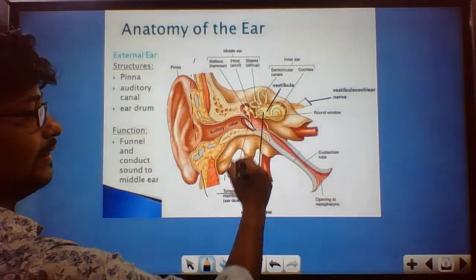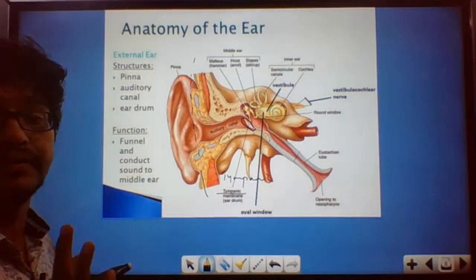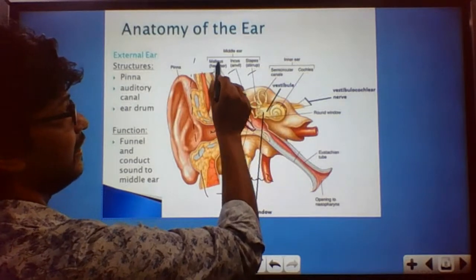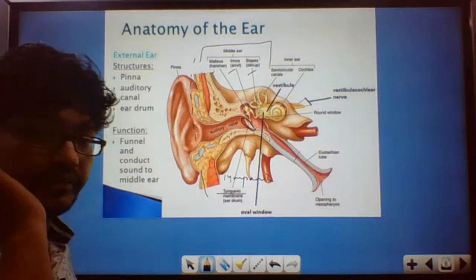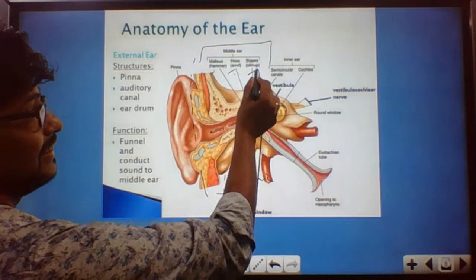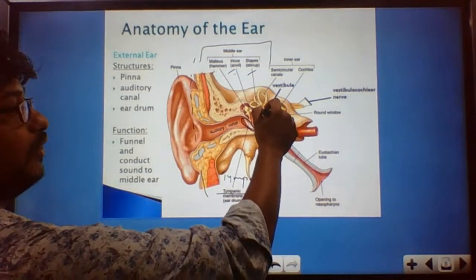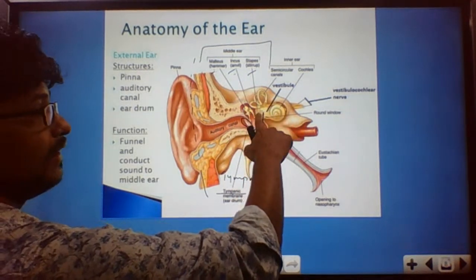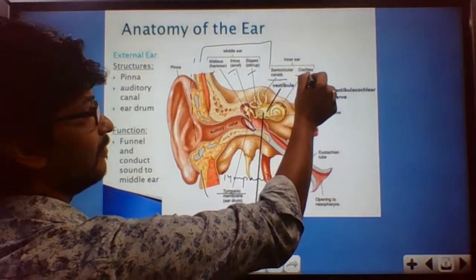After this eardrum, you could see the middle ear with the ossicles. What are the three ossicles? We have malleus, incus, and stapes. This constitutes the middle ear. There are three bones in each ear, three ossicles here and three in the other ear. Followed by the middle ear, the eardrum is connected with the middle ear, and then we have the oval window. The oval window leads to the inner ear, which consists of the semicircular canal and the cochlea.